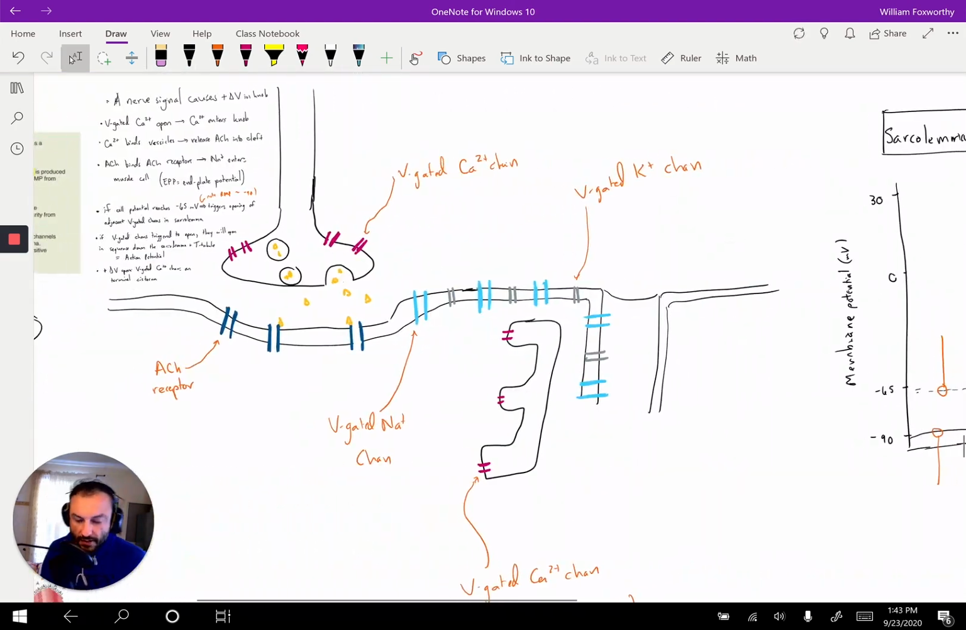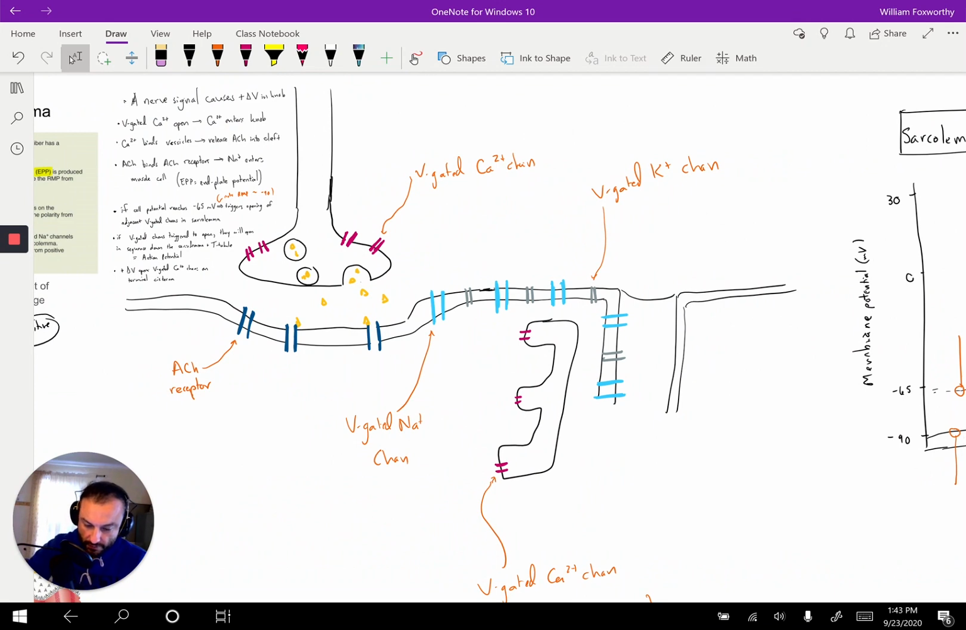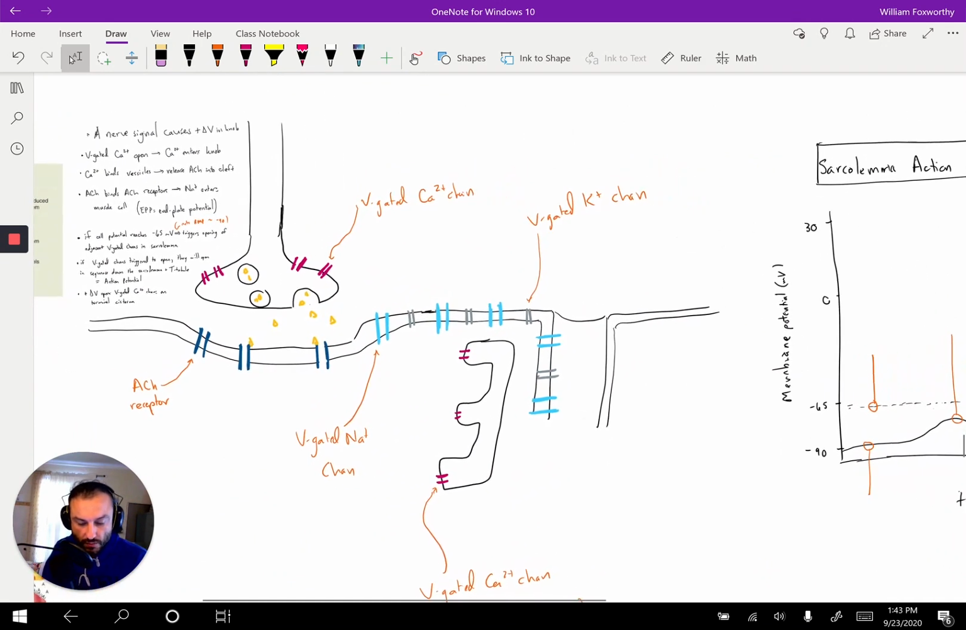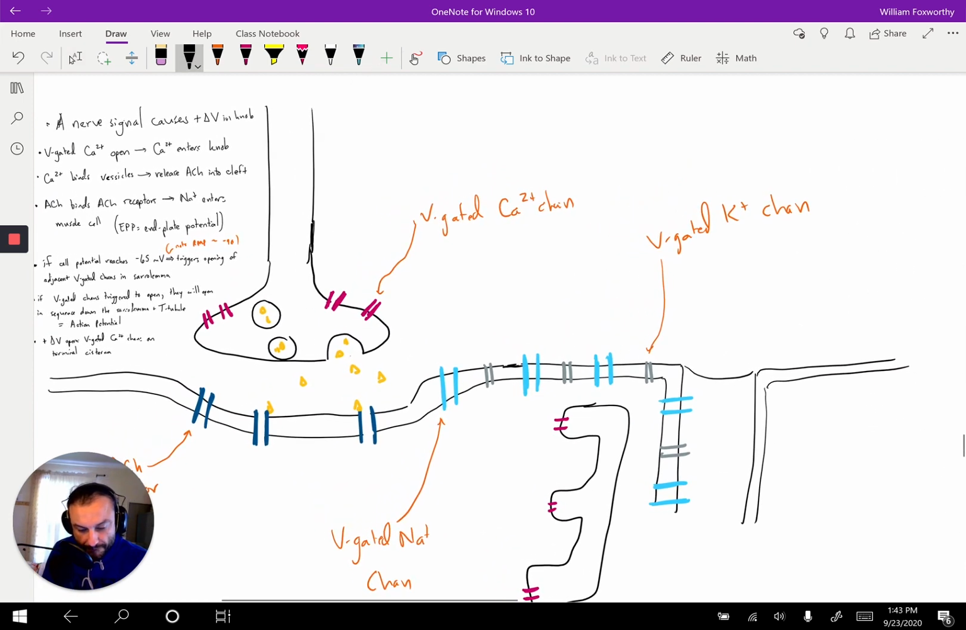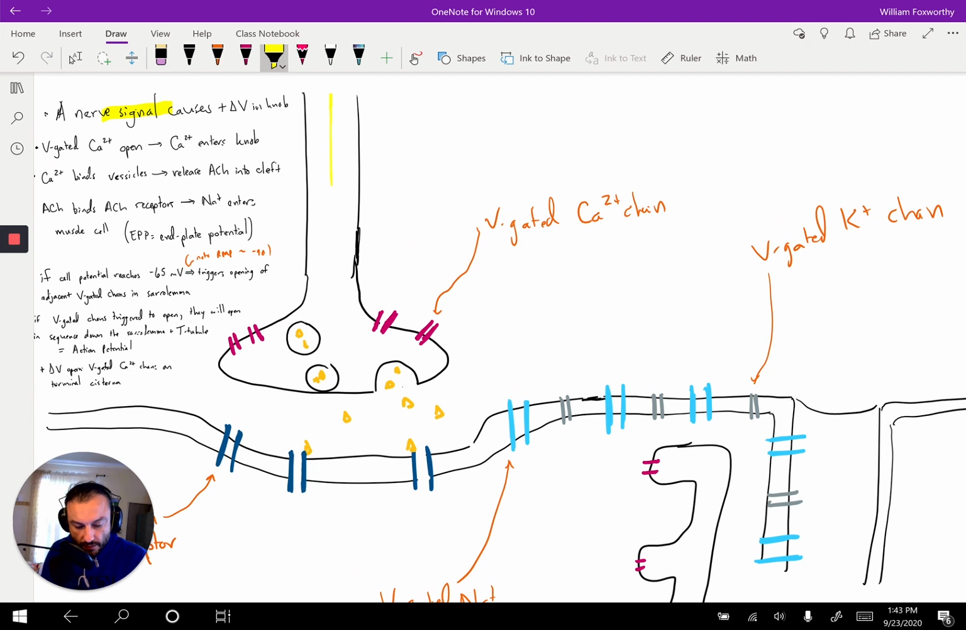So what is happening in the sarcolemma of the muscle fiber? I'm going to try to walk through it with this little diagram, and I hope that this will help. The first thing is that you have a nerve signal traveling down the axon. This is causing a bunch of positive charges to enter as sodium enters here. This triggers the opening of your voltage-gated channels in the synaptic knob.